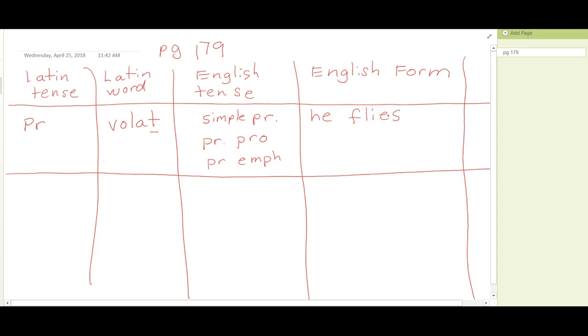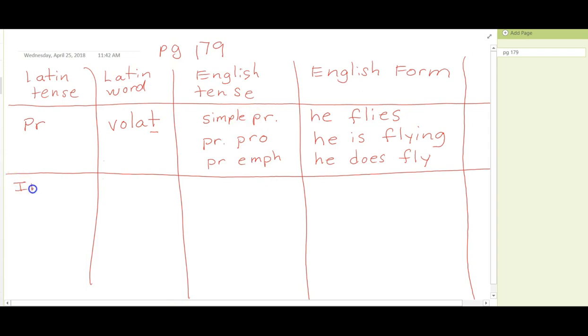Present progressive, it's going over time. We need the ing form. He is flying. Do you see the progress? He's flying from here to there. It's happening. It's going over space and time. Present emphatic gives us the emphasis. He does fly. Because there are people who don't fly. Oh, he does fly. He flies. He is flying. He does fly. Can you see the emphasis? Can you see the progress?